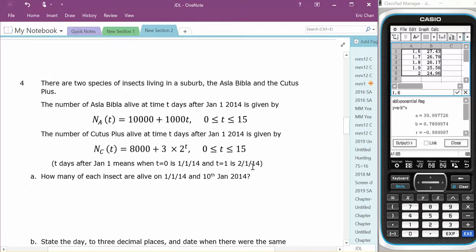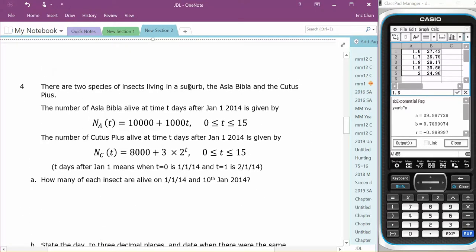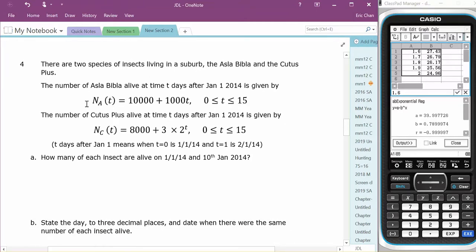For question 4, there are 2 species of insects living in the suburb, the Aspa bilba and the Catus pius. Okay, so I've got 2 graphs of the insects. So after January 1st means t equals 0 is January 1st. t equals 1 is 2nd of January. How many insects are alive on the 10th of January?